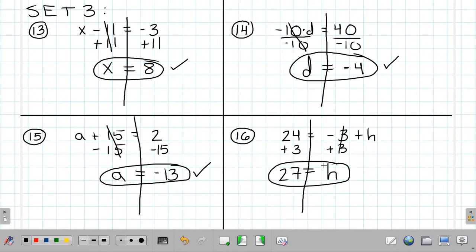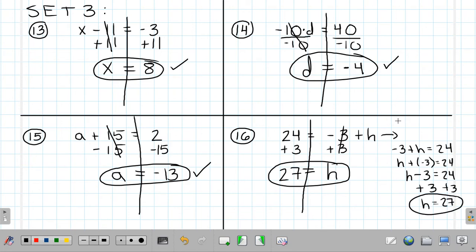Okay, although if it does make it easier for you to solve the equation, just to show you, you could have come over here and said, okay, this is going to be negative 3 plus h is equal to 24. H plus negative 3 is equal to 24, which in turn just makes it h minus 3 is equal to 24. So then that tells us that's where we need to add 3, so we get h is equal to 27. Like I said, either way, you end up with the same.